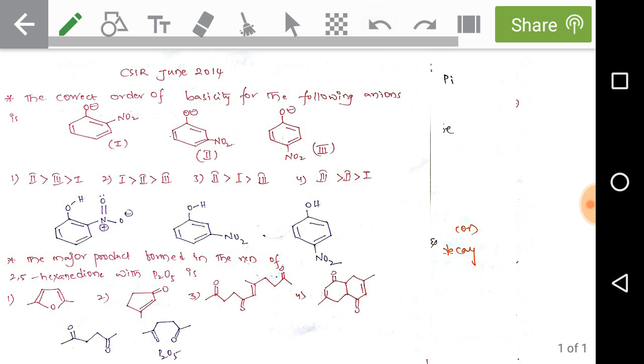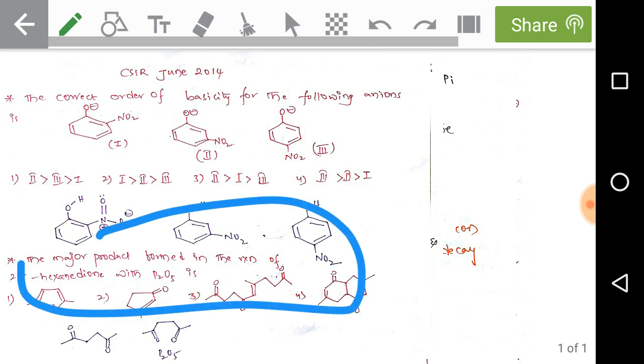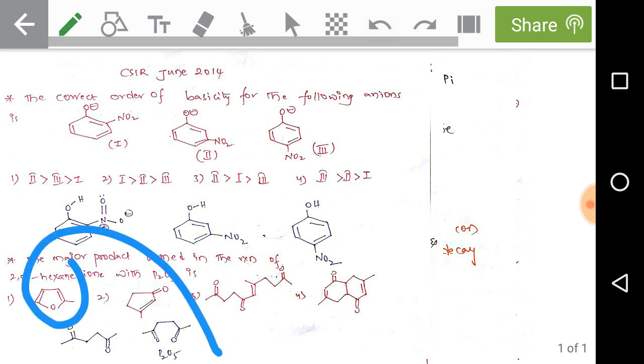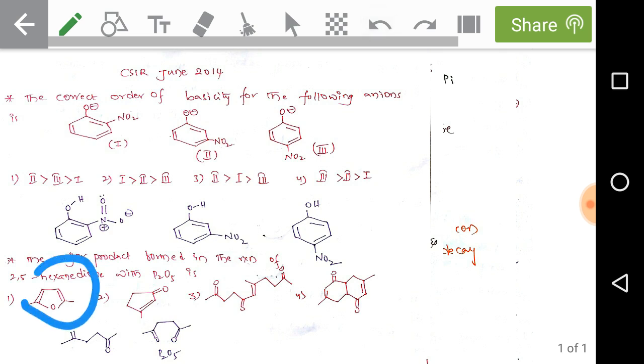Next one: the major product formed in the reaction of 2,5-hexanedione with P2O5 is. Here you can write 2,5-hexanedione as a structure, and by flipping the single bond we can arrange it to form a furan. Whenever 2,5-hexanedione reacts with P2O5, it results in furan. It is a named reaction of heterocyclic compounds, the Paal-Knorr synthesis of furan. Just check the mechanism of it.